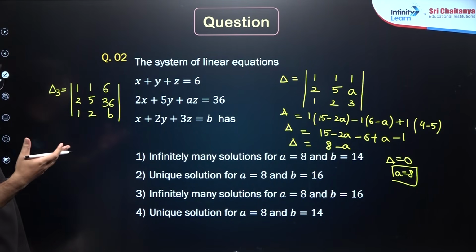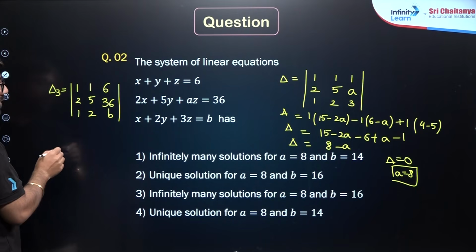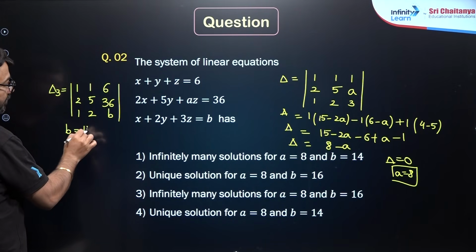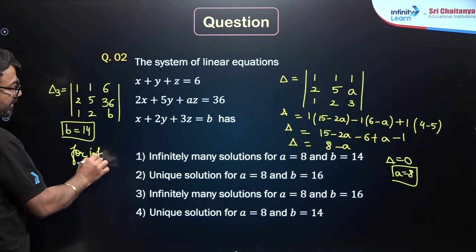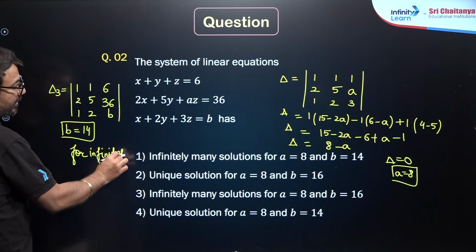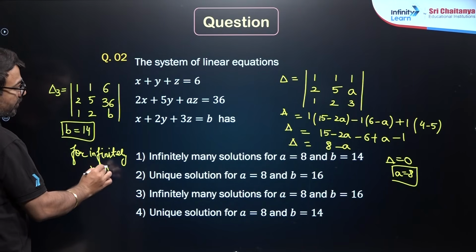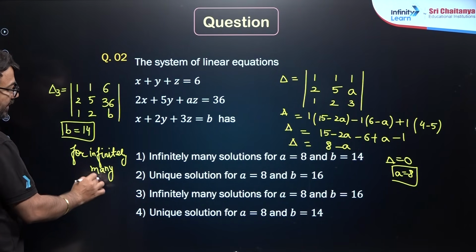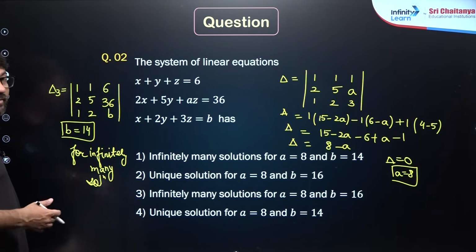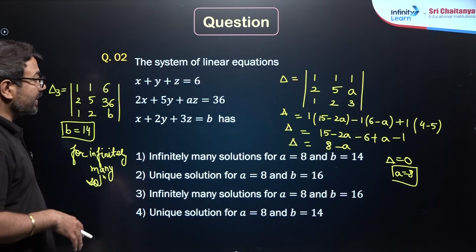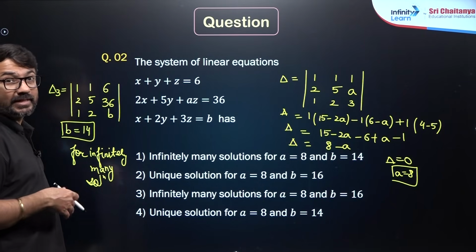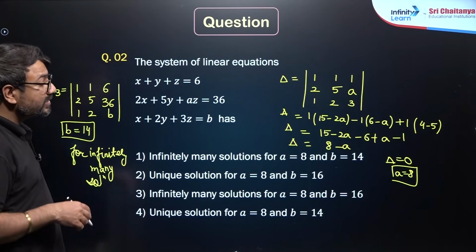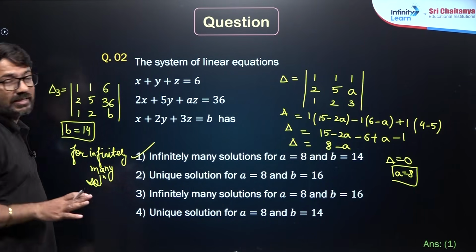Now if you open up the determinant over here, you will be able to get the value of b as 14. So for infinitely many solutions, my dear students, you will get these values of a and b, because you will observe that in the case of infinitely many solutions, every value will become, let's say you have the value of delta equal to 0. You also have the value of delta 3 equal to 0. So that is why option A will be the final answer to this problem.